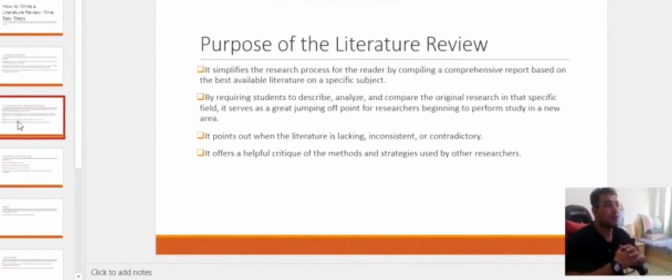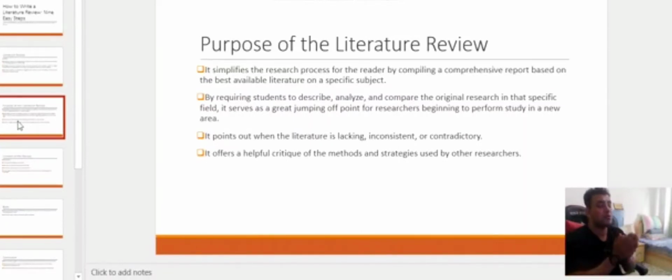What is the purpose of the literature review? It simplifies the research process for the reader by compiling a comprehensive report based on the best available literature on a specific subject. By requiring students to describe, analyze, and compare the original research in that specific field, it serves as a great jumping off point for researchers beginning to perform study in a new area. It points out when the literature is lacking, inconsistent, and contradictory. So it offers us helpful critique of the methods and strategies used by other researchers.